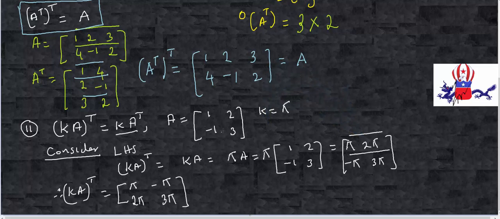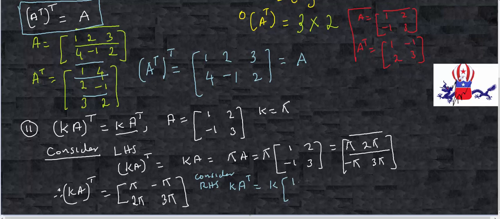We are now left to check the right hand side, which is k times A transpose. If we take the transpose of the matrix A, let me show you here. Matrix A is given as [1, 2; -1, 3]. Taking the transpose of this matrix means the rows become columns. So we now have 1, 2 as the first column, and -1, 3 as the second column. So k times A transpose would be k times [1, -1; 2, 3].